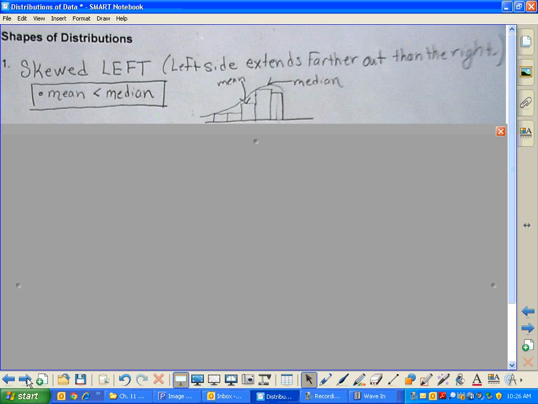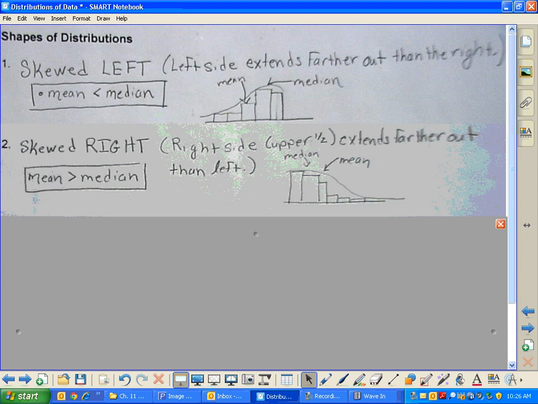The opposite of skewed left, you guessed it, skewed right. Skewed right just means that the right side or the upper half of the graph extends out further than the left. So you have your low bars on the upper end of the data set. In this case, you have upper outliers. In this case, your mean is bigger than the median.